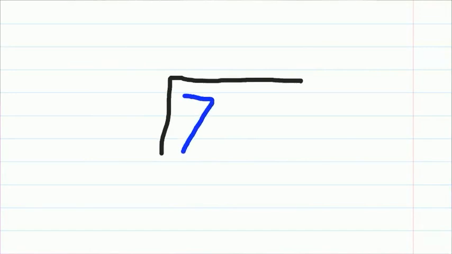So first things first, you're going to need your division house. This is your division house. Then, you're going to need your dividend. My dividend, in this case, is going to be 72. So you put your numbers inside, and then you close it.